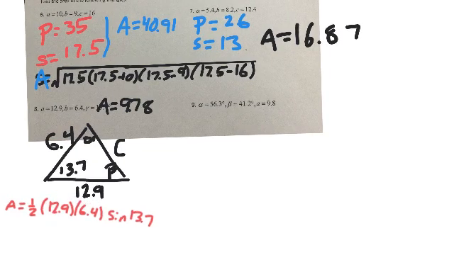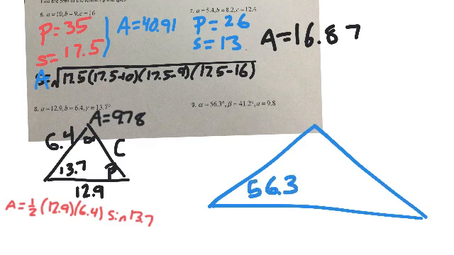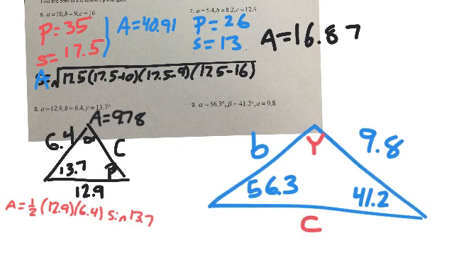Okay, and then 9. This time I'm given two angles. So this one's going to definitely be a little different. If this is alpha, 56.3, then A is opposite it, and it has to be 9.8. I'll make this be beta, which is 41.2, which means that has to be B. And then I don't know gamma, and I don't know C.